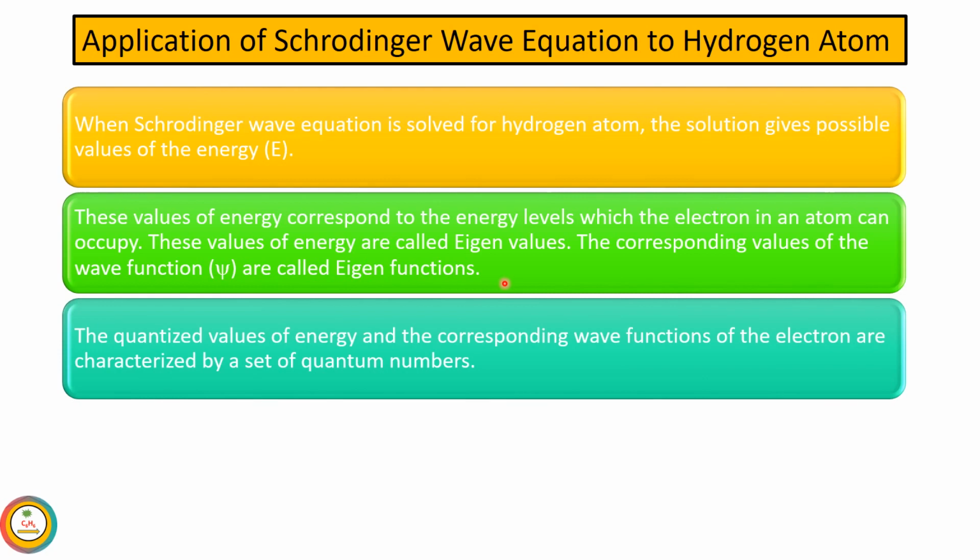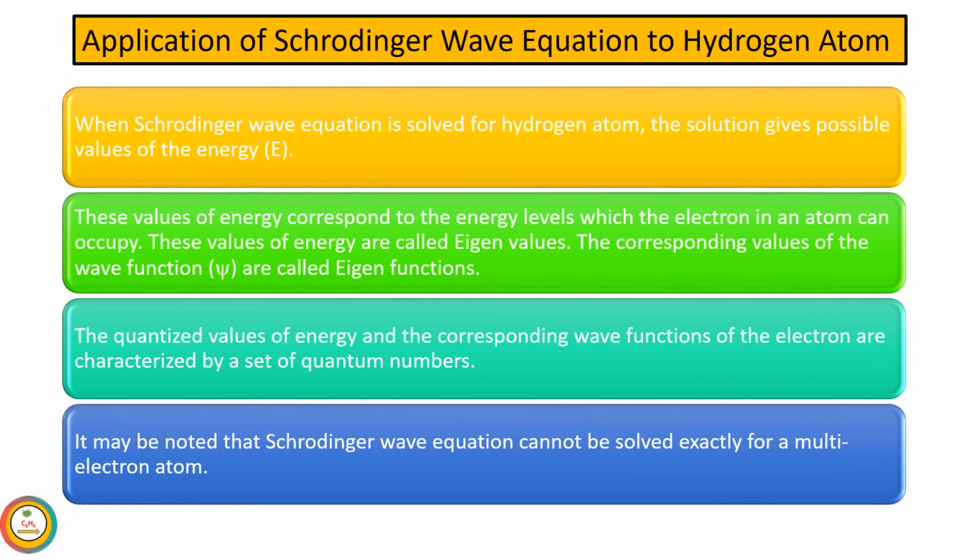The quantized value of energy and the corresponding wave function of the electron are characterized by a set of quantum numbers. It may be noted that the Schrodinger wave equation cannot be solved exactly for multi-electron atoms. It is solved for hydrogen and hydrogen-like species, those containing only one electron. For multi-electron systems, it cannot be solved completely or exactly.